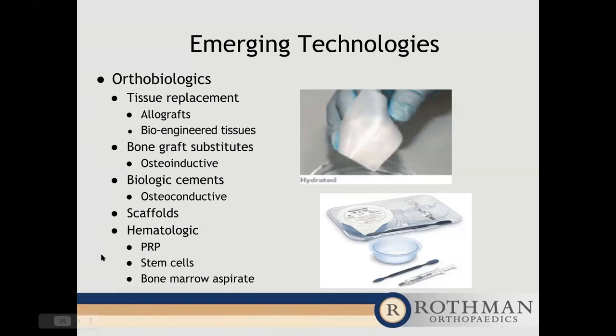There's also stem cells, which are still questioned as to where their best use is. Right now their best use is in tendon healing, but they're still somewhat controversial as far as the cost is concerned. And there's bone marrow aspirate, which is kind of a derivative of stem cells, which does have some use again in ligament and meniscus and tendon growth and healing.